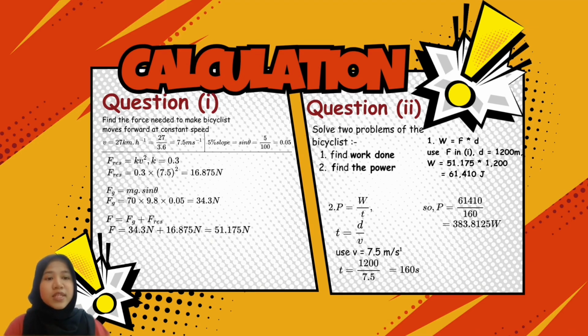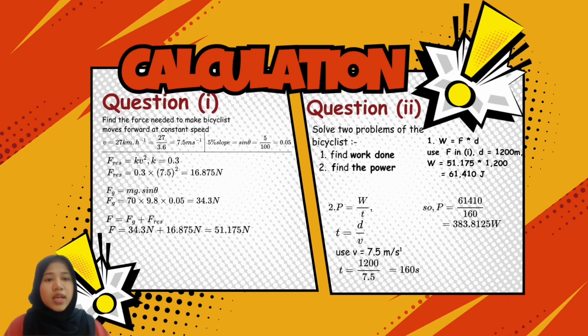First, we need to convert the speed. The problem gives us a speed of 27 km per hour. To convert this into meters per second, we divide by the conversion factor 3.6. This gives us a uniform velocity of 7.5 meters per second. Next, look at the slope. We are dealing with a 5% slope. Mathematically, a 5% slope means a rise of 5 units for every 100 units horizontally. For a small angle like this, the sine of the angle is practically identical to the gradient. So, we can directly use sin theta equal to 0.05.